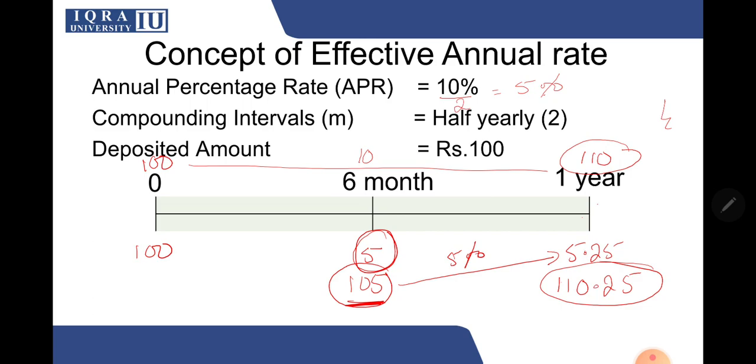So you can see that the effective rate is not actually 10%. The effective annual rate is going to be more than the annual percentage rate. Now moving ahead to the next example.